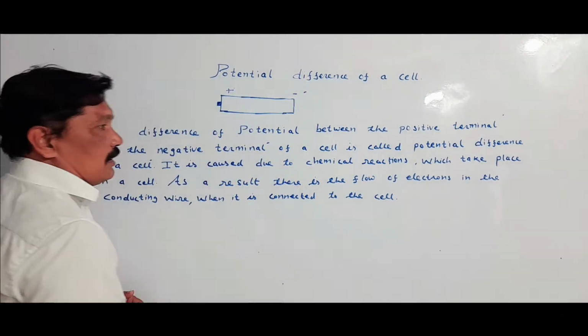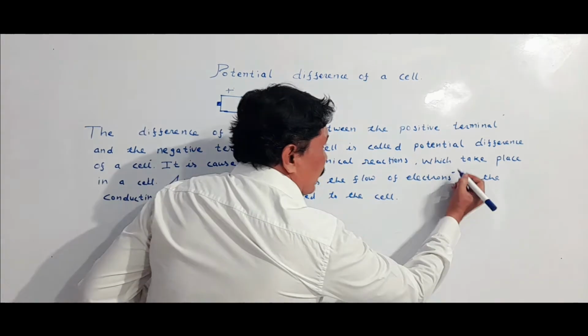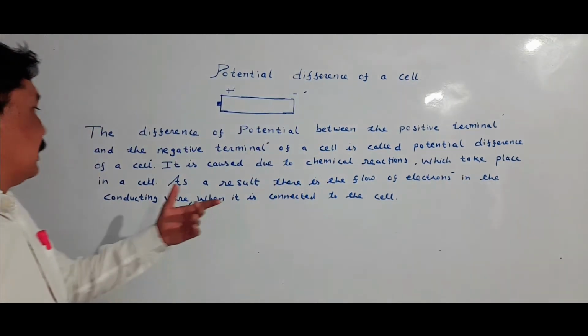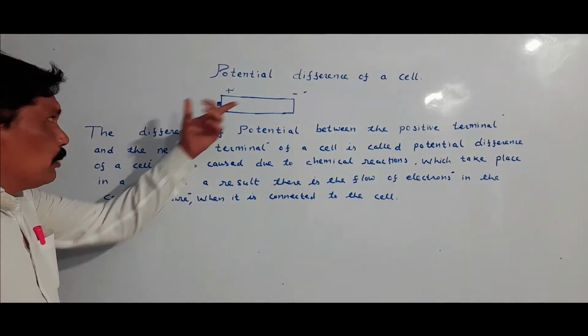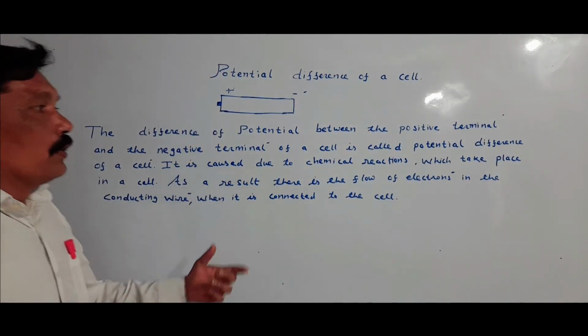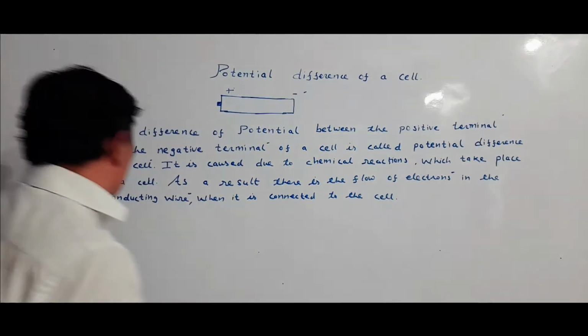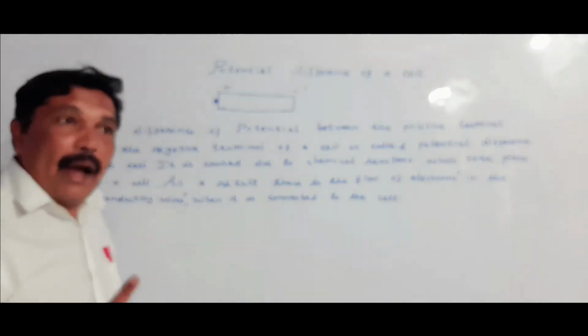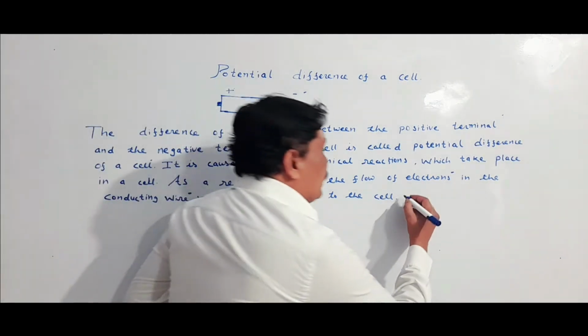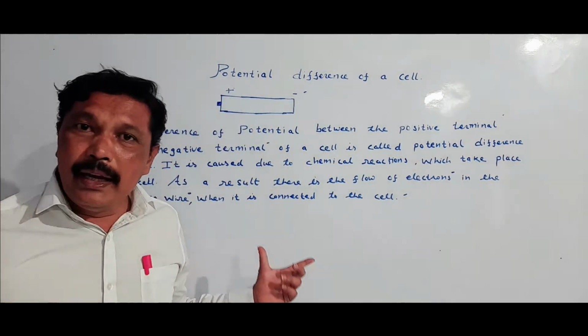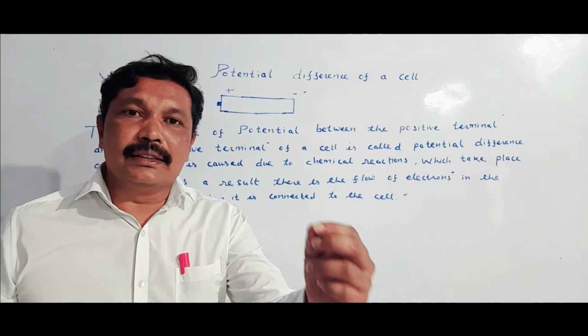As a result, there is flow of electrons in the conducting wire. Due to the potential difference, there is flow of electrons in the conducting wire when it is connected to the cell.